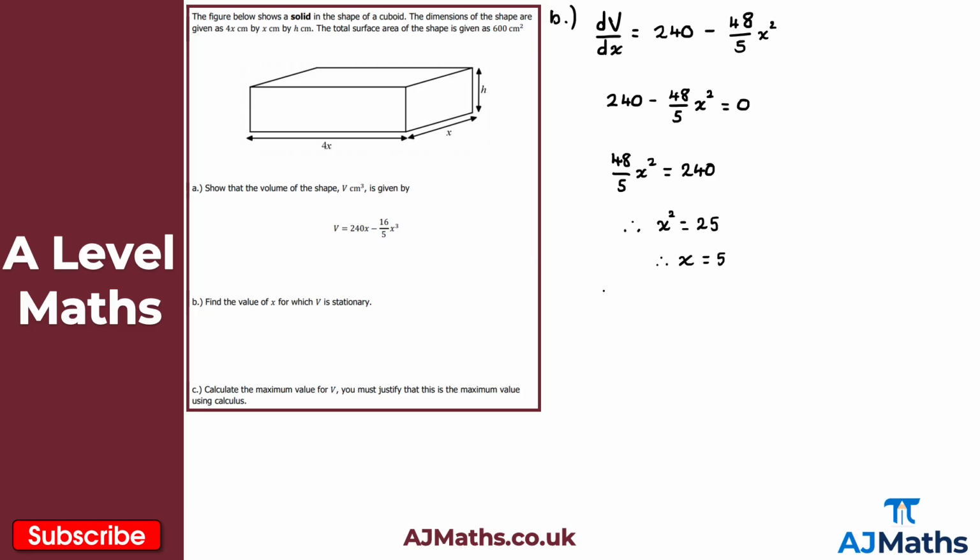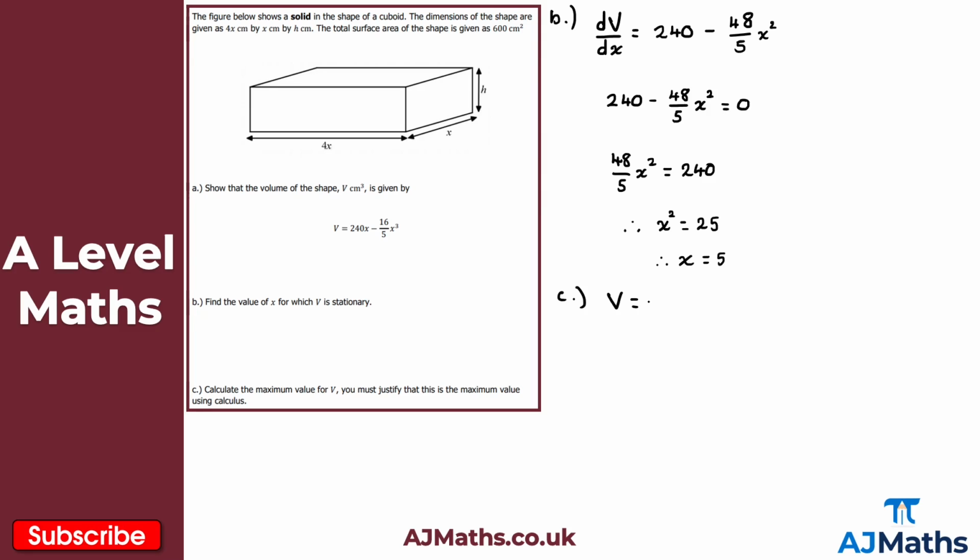Then we move on to the very last part here, part C, which says calculate the maximum value for V, and it basically says that we must justify that this is the maximum value using calculus. So, for the maximum value, that would basically be this value here for x, substituted into the formula here for the volume. Okay.